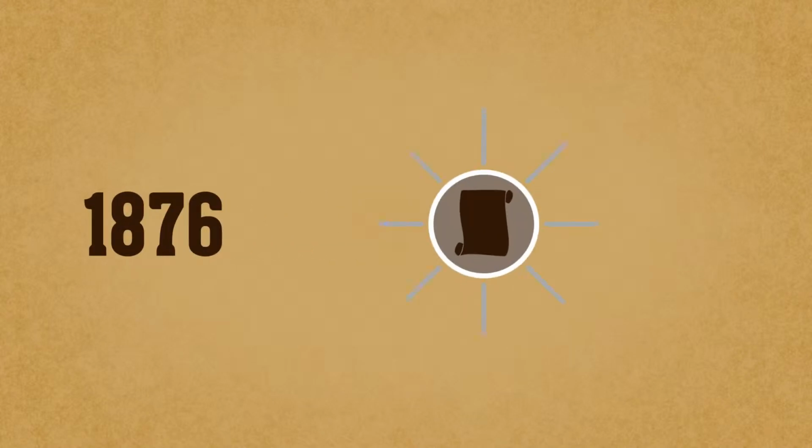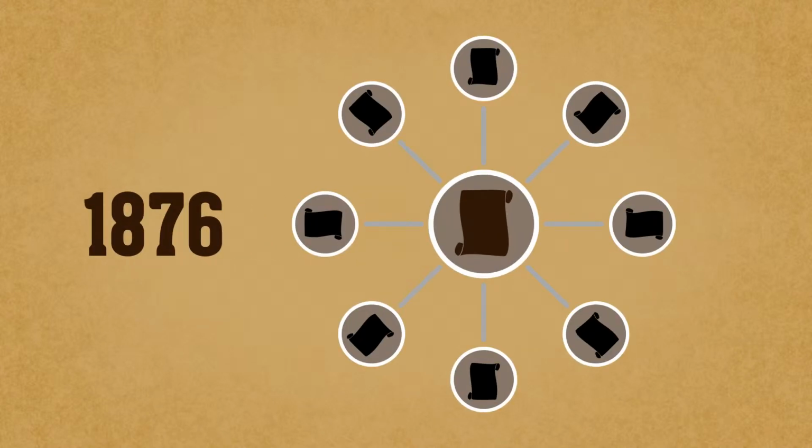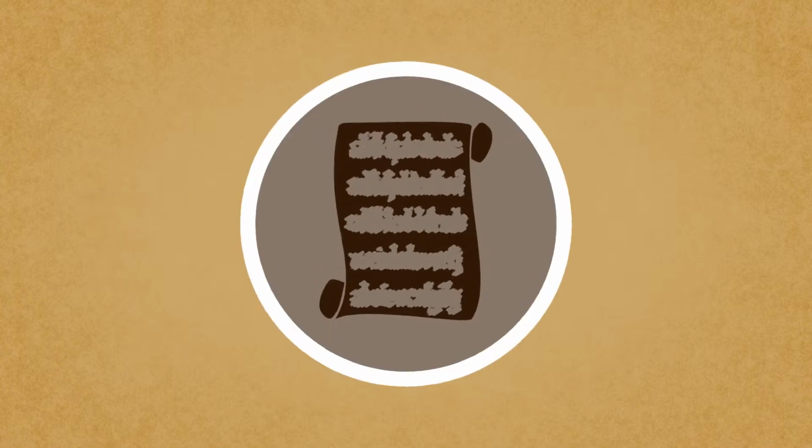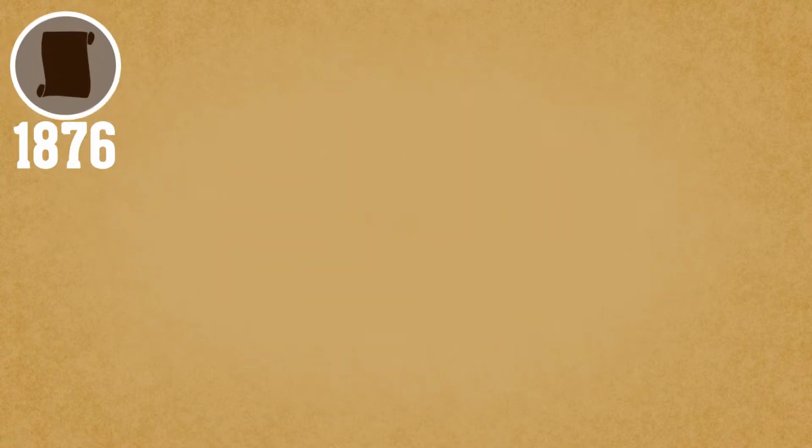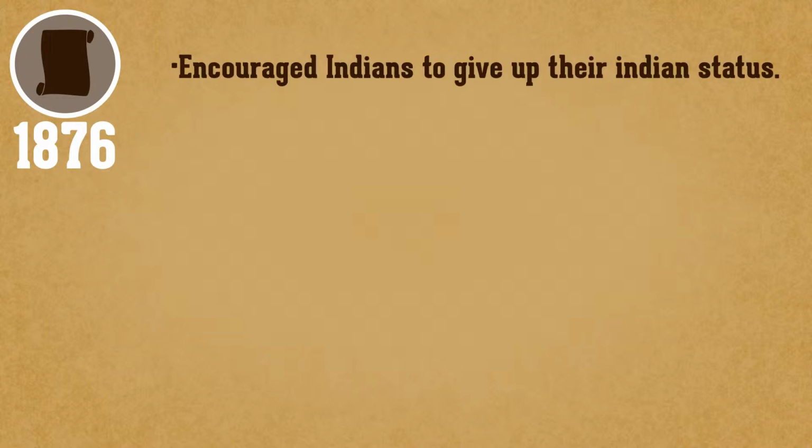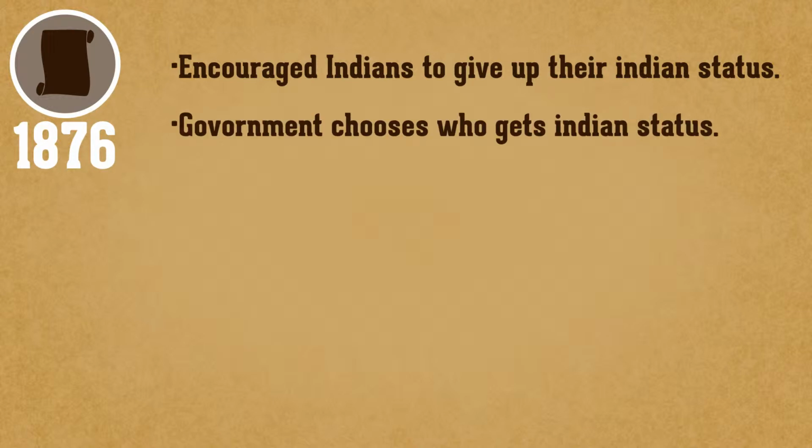The Indian Act was created in 1876 as a means of consolidating all previously created laws regarding Aboriginal people. Over time, there would be many revisions to the Indian Act, but the original document was created to serve only a few purposes. Firstly, it encouraged Aboriginal people to get rid of their Indian status, and it made sure that the Canadian government could choose who received Indian status.